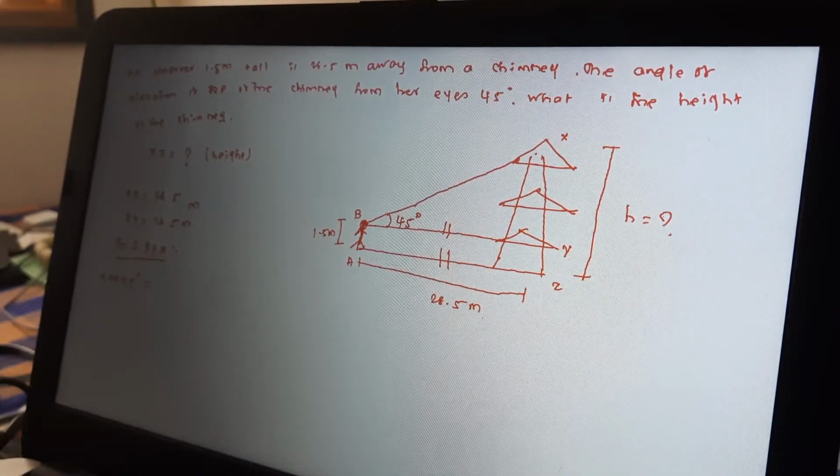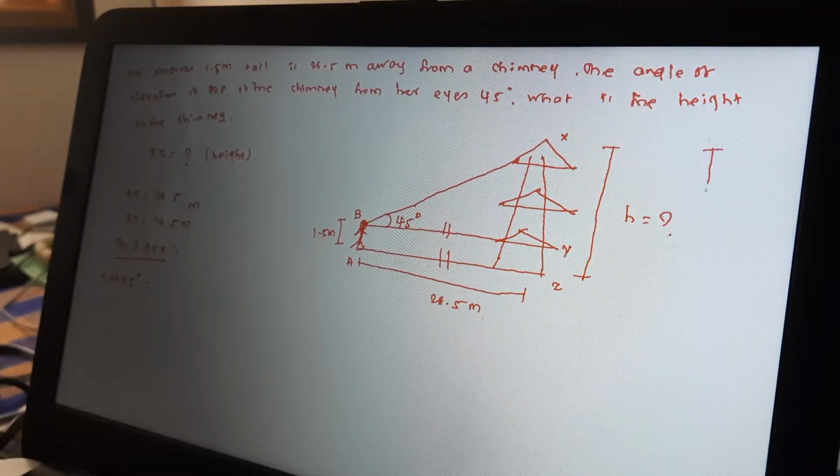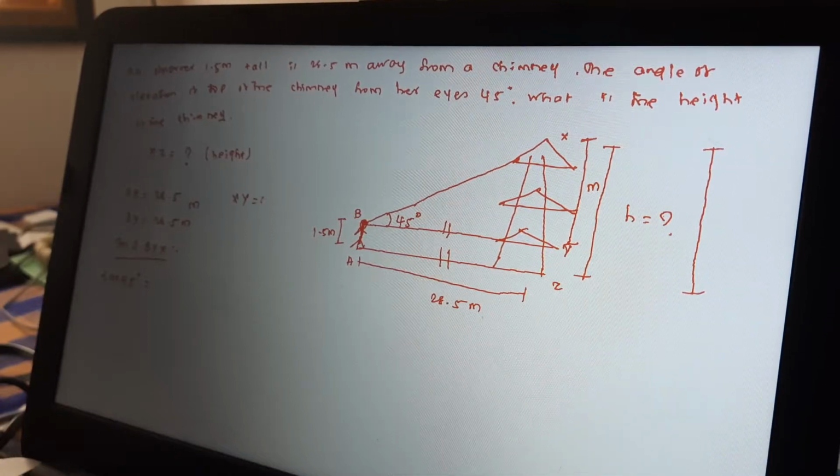Tan 45 degree is opposite divided by adjacent. Say the total height is called H. Let the distance between X and Y be m. That means in this triangle B, Y and X, XY is called m.